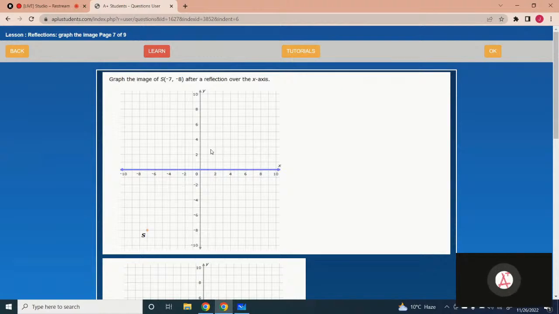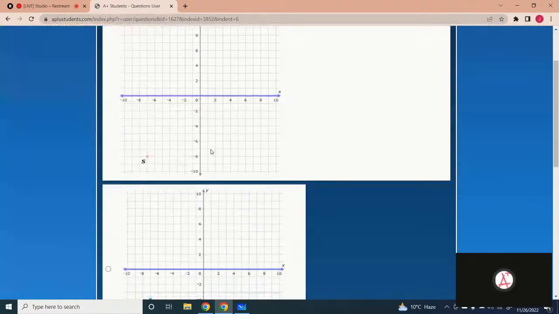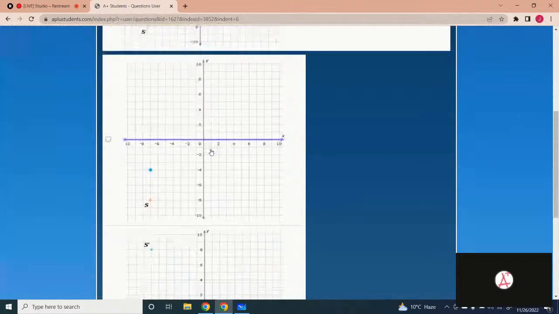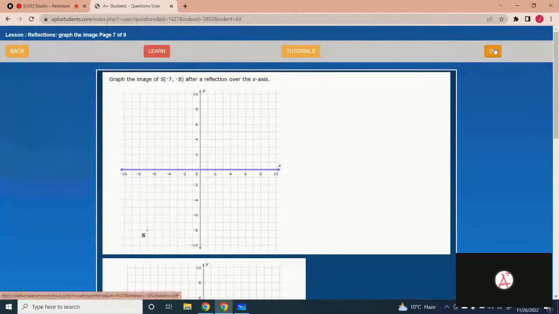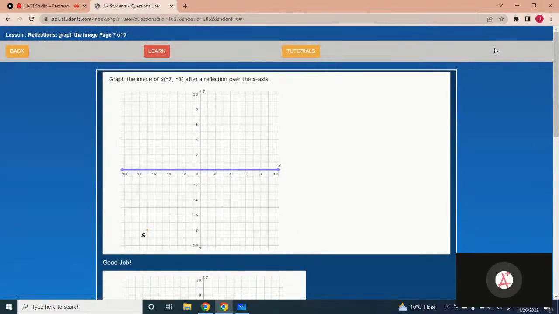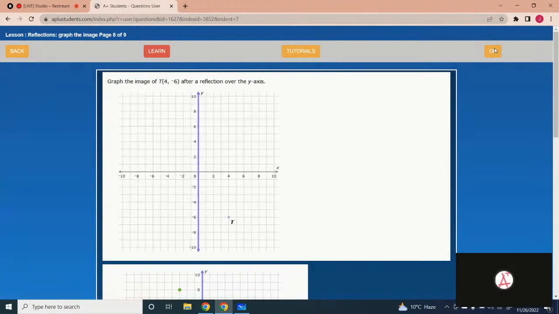The new coordinates are, you have to reflect over the x-axis. So that means the y coordinate is changed. Just the sign of the y coordinate, so it would be -7 and 8. Got it? It would be -7 and 8. The correct option is this one, the second graph. Just select the correct option and click on the OK button. Yes, very good. It is -7 and 8.